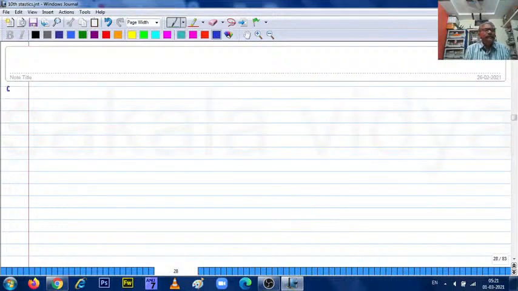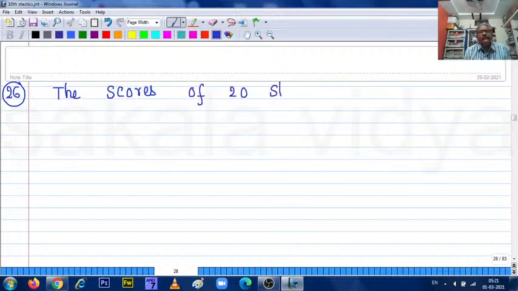26th problem. The scores of 20 students in a test, that means in an examination, are given below.